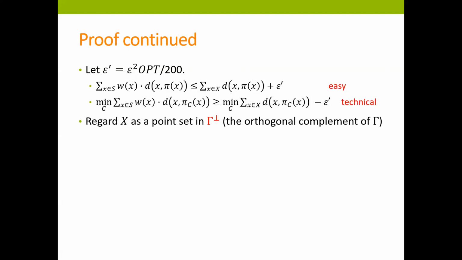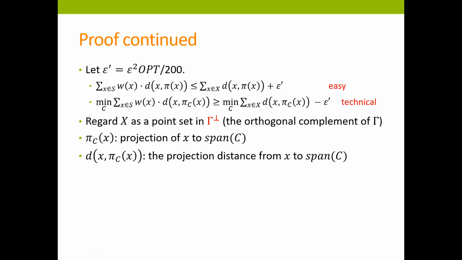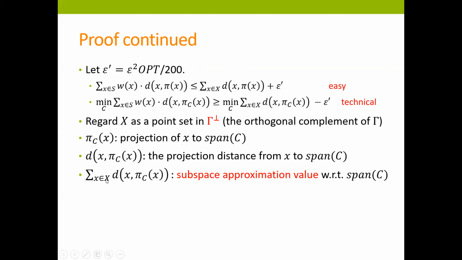So our idea is to regard X as a point set in the orthogonal complement of gamma. And by this view, now pi_C(x) can translate to be the projection of x to the span subspace of C. Note that there are at most k points in center set C, so this dimension is at most k. Then d(x, pi_C(x)) can be regarded as the projection distance from x to this subspace spanned by C. And this summation over x in big X, this projection distance is exactly the subspace approximation value with respect to the subspace spanned by C.